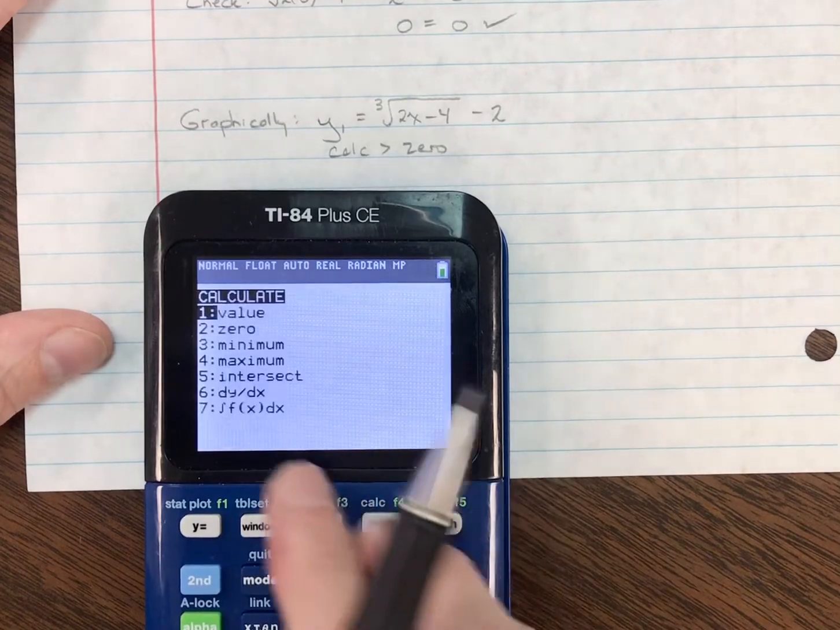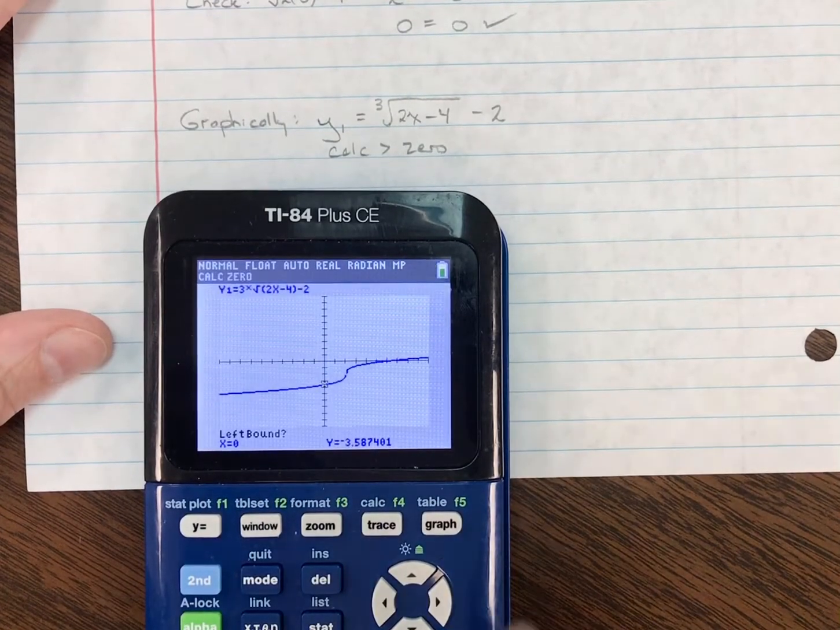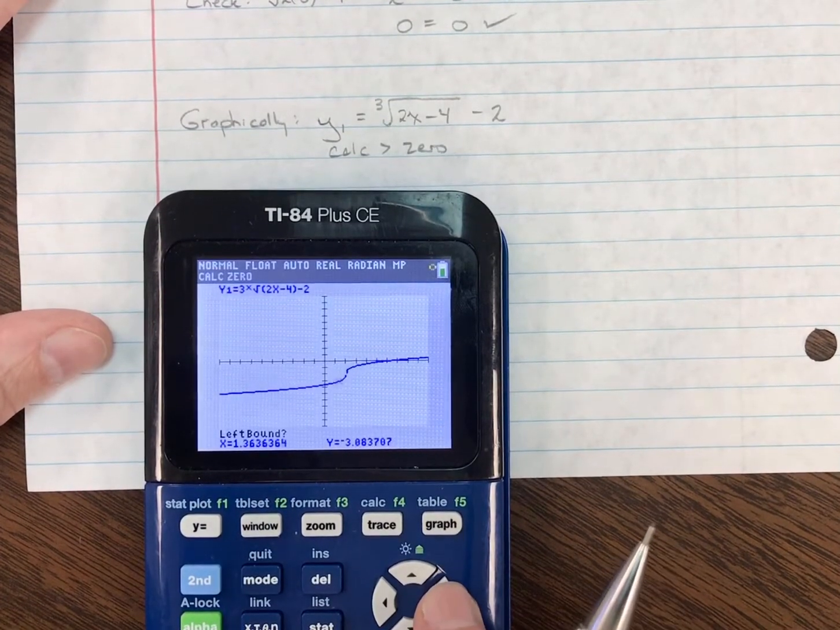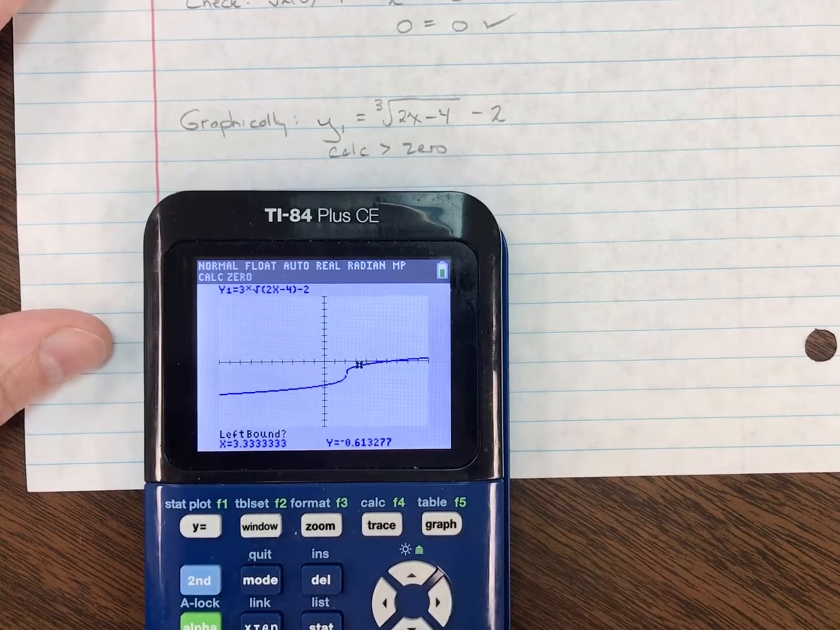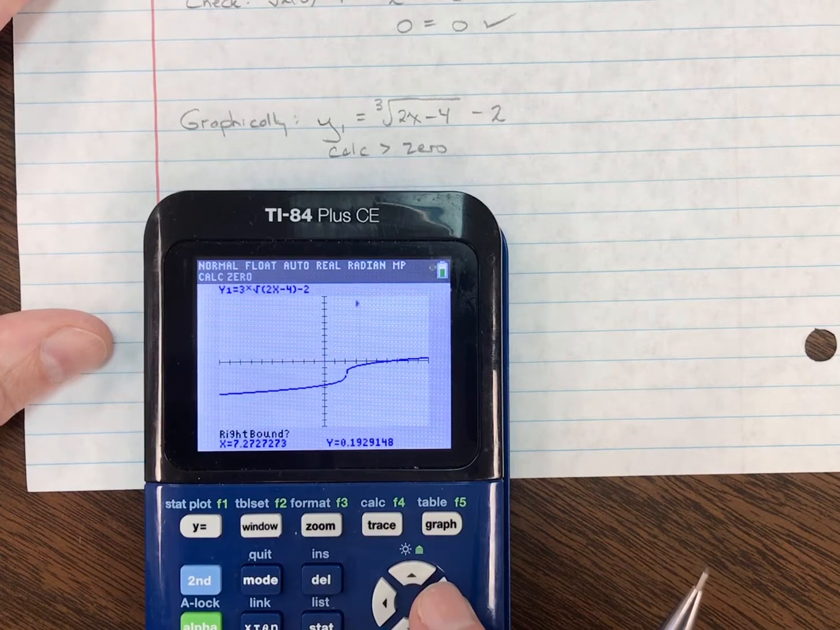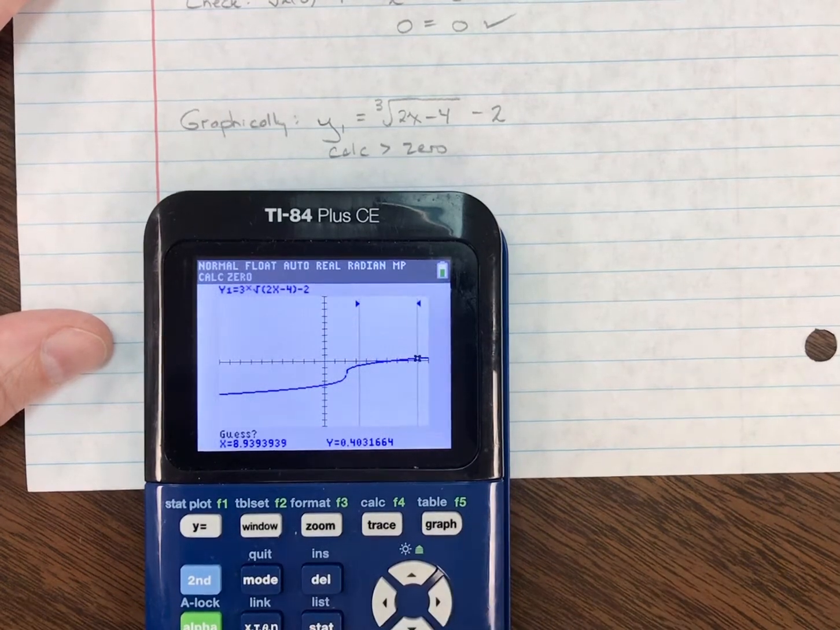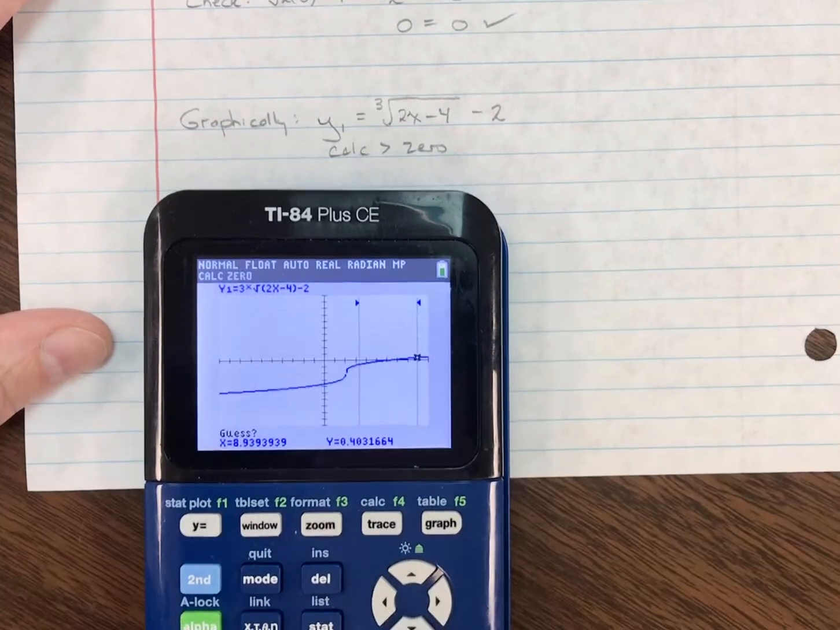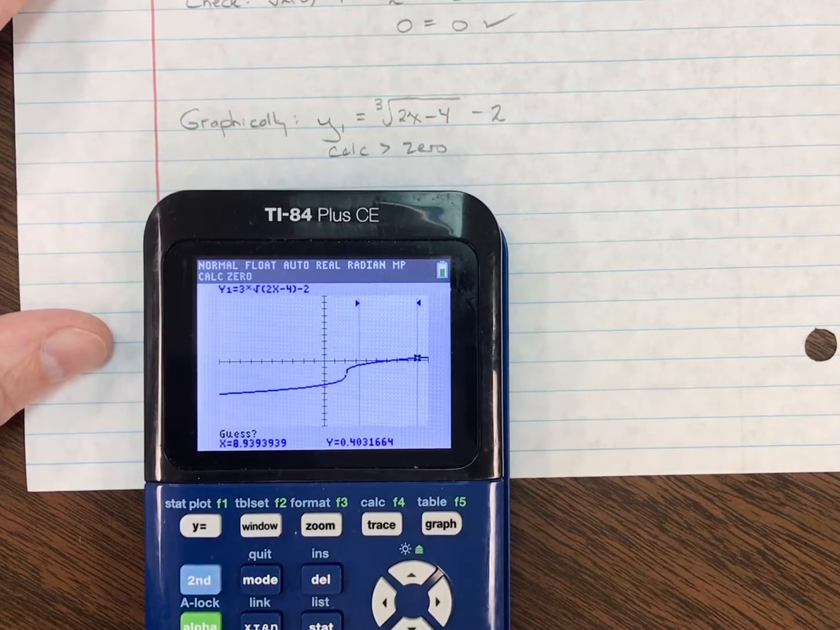So second calc 0, number 2. And I'll move my cursor. I know that this is to the left of the 0, so I'll press enter. I'll go to the right of the 0, somewhere over here, and I'll press enter. Ask it to guess. Let's ask it to guess again, because mine's not doing it for some reason. Okay, well, mine appears to be not working.